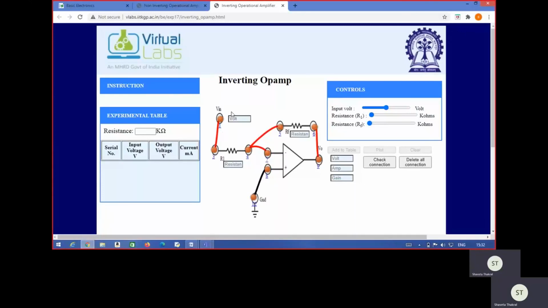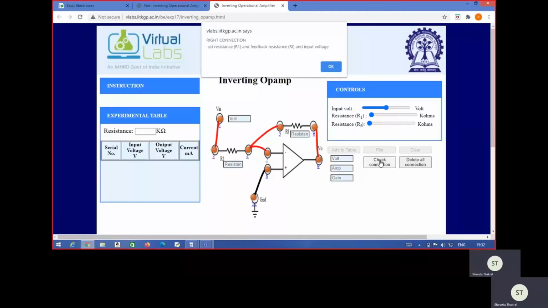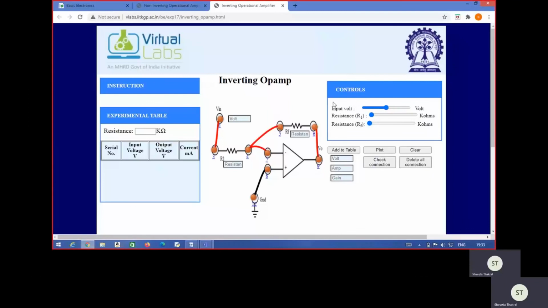Then after making all the connections, we can go for the check connection. And when we go for the check connection and the message that pops up here on the screen is right connection, that means we have done the connection in the right way as per the guided instruction. And now we can set the value of R1 and RF as well as the input voltage to perform the experiment. The value of R1 can be varied by this particular knob, and the value of RF can be varied by this particular knob.